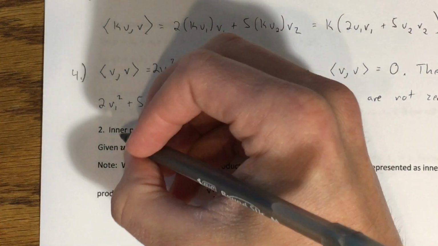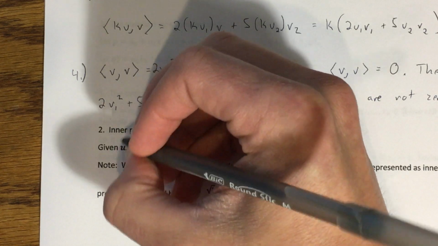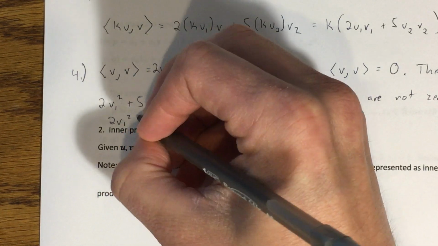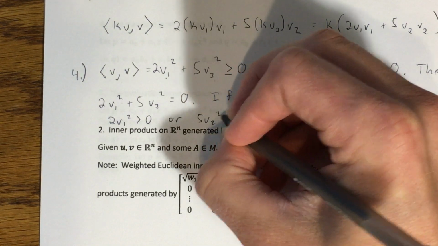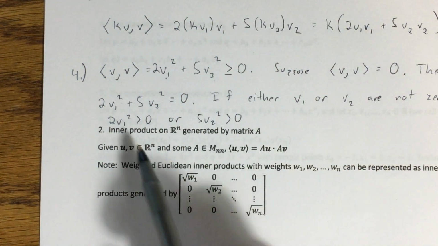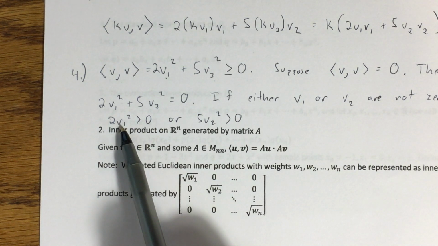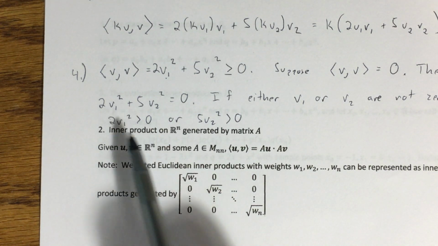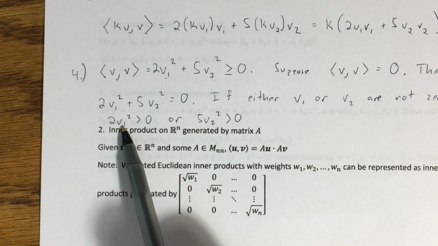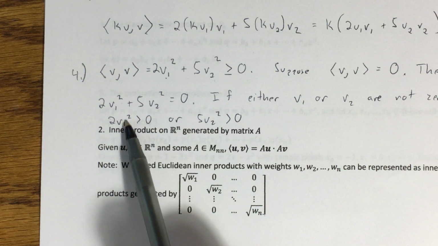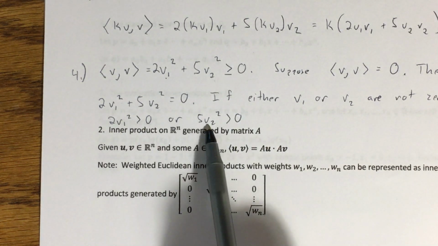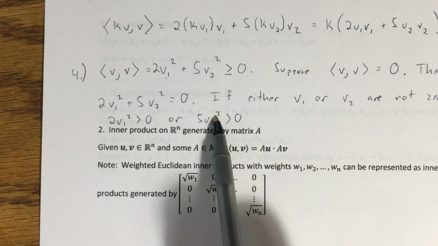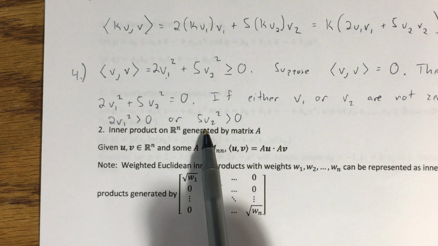then 2v1 squared is positive, or 5v2 squared is positive. And that's because I'm squaring this number. So unless, let's take v1 for example, unless v1 is equal to 0, squaring that number produces a positive number. Multiplying by 2 produces another positive number. Similar for v2. If v2 is not equal to 0, squaring it gives me a positive number. Multiplying that by 5 gives me a positive number.